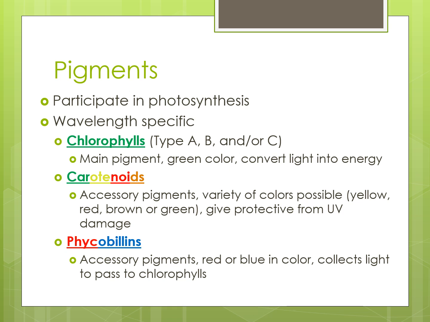Okay. Next is carotenoids. These are going to be a few different pigments, such as yellow, red, brown, and green. So the big important part of this particular type of wavelength specific pigment is that it's going to be a protector, kind of like a built-in sunblock. This is very important to our algae.